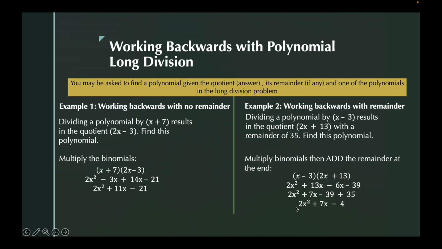And again, if you remember, this was a question I gave you a few slides ago. We did 2x squared plus 7x minus 4 divided by x minus 3. And the answer was 2x plus 13 with a remainder of 35.